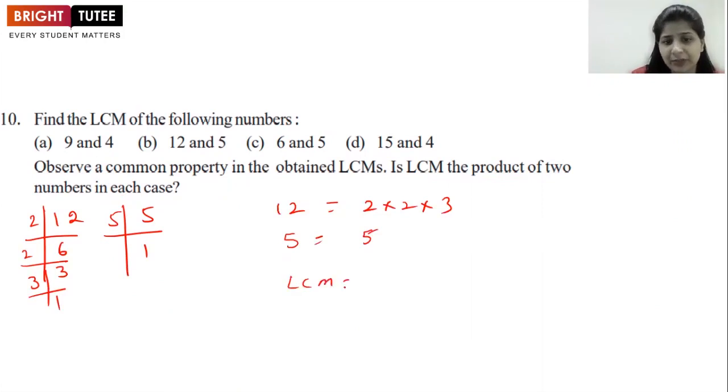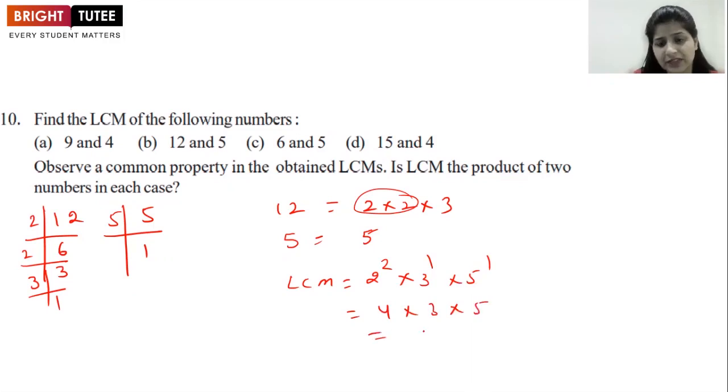So LCM will be, we will be taking all the factors. 2 is coming maximum 2 number of times, 3 is coming 1 number of time, and 5 is also coming 1 number of time. So 2 2s are 4 into 3 into 5, that gives you 60. And when you multiply 12 and 5, that also gives you 60. So yes, in this case also, what is the common thing as the first one? Here also we were getting 36, that was the product of 9 and 4. Here we are getting 60, that is the product of 12 and 5.